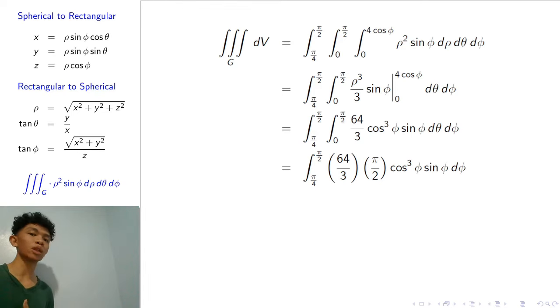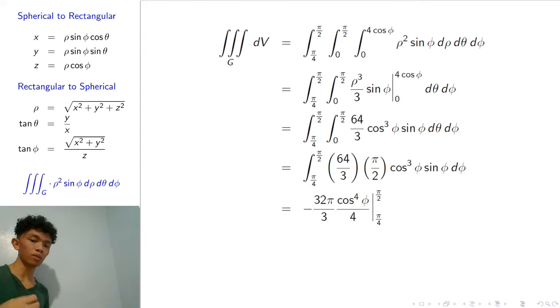Let's say u equals cosine phi, then negative differential of u is just sine phi d phi, which gives us the following antiderivative: negative 32 pi over 3 times cosine to the fourth phi over 4, to be evaluated from pi over 4 to pi over 2. Notice here that if you evaluate cosine phi at pi over 2, you get 0. If you evaluate cosine phi at pi over 4, you get square root of 2 over 2. If you raise that to the 4th, you get 1/4.